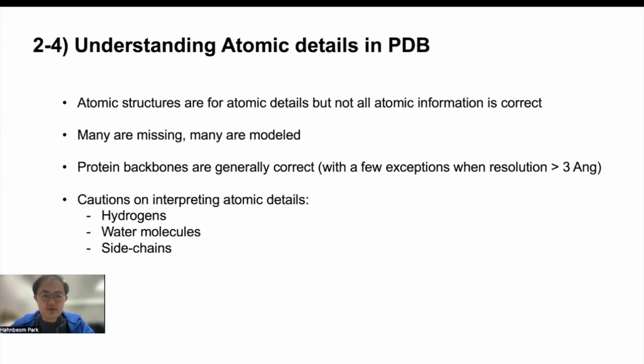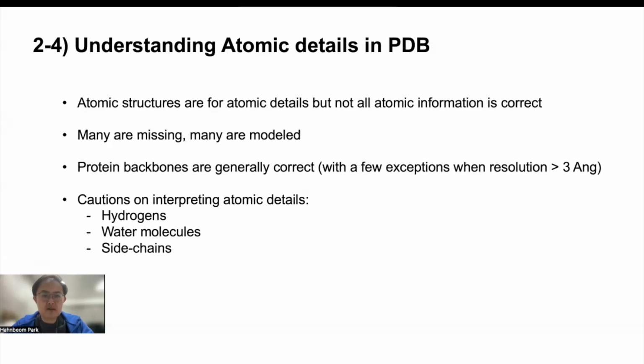Let's move on to 2.4, understanding atomic details in PDB. We keep stressing that we are looking at atomic structures, and the point of looking at atomic structures is to see the atomic details of proteins. But the issue here is that not all the atomic information is correct. In the earlier slides, I mentioned that this happens because proteins are dynamic, and some parts are experimentally poorly determined, so those parts should be modeled by humans.